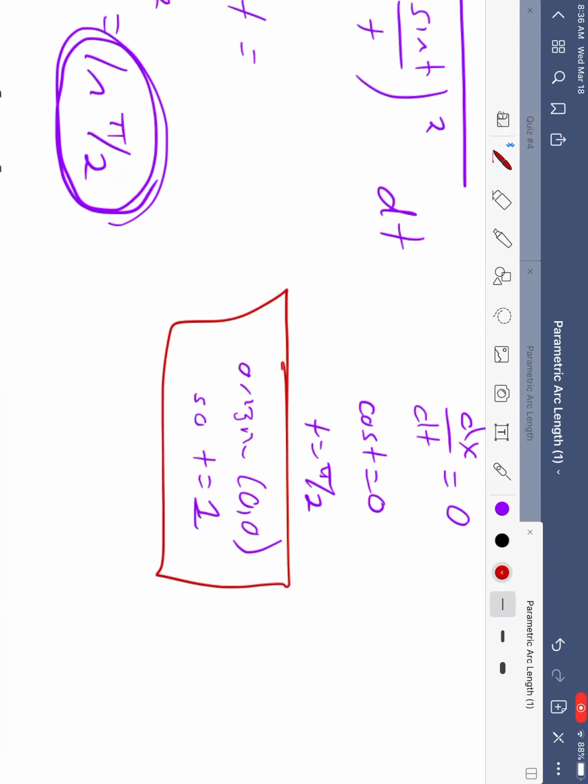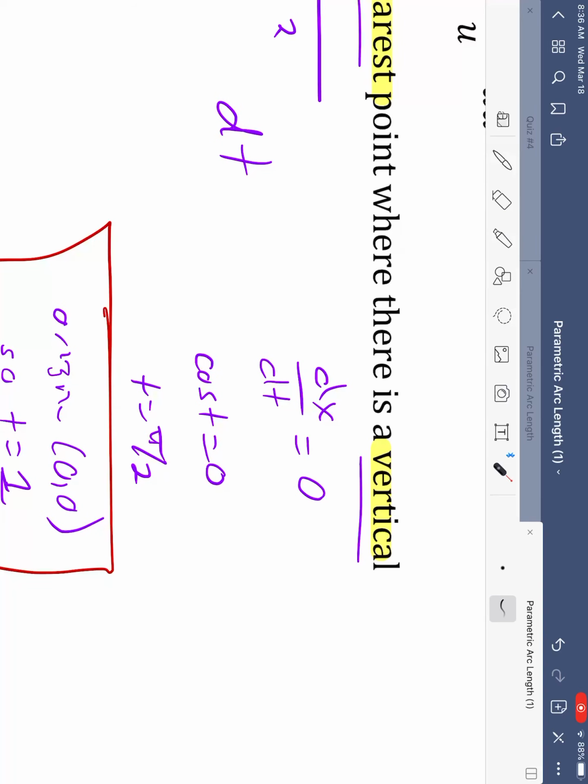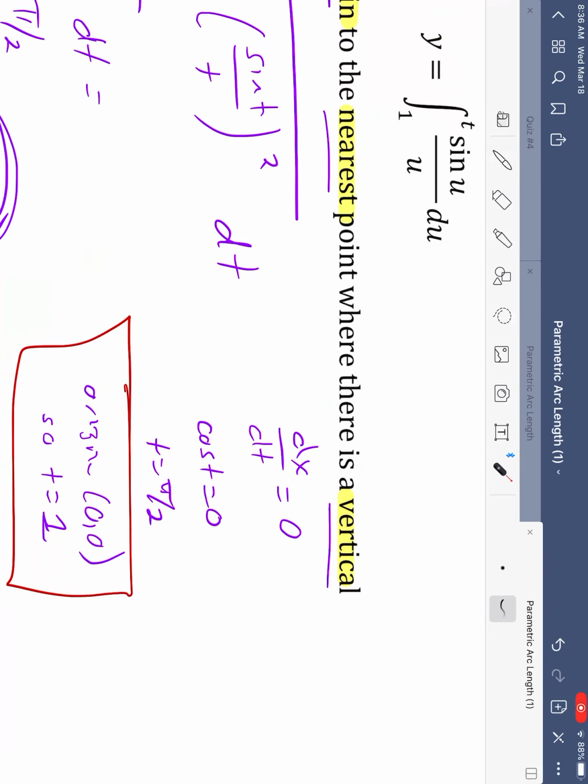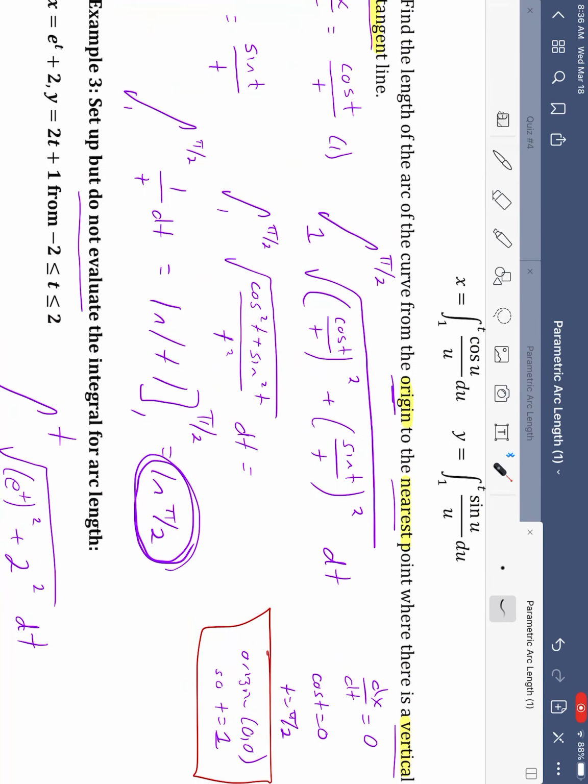Now, the next thing it says is where there's a vertical tangent. Vertical tangent means that dx/dt equals 0. Because if I'm vertically tangent, I'm straight up and down. Two ways to think about that: your slope is undefined, which would be the denominator, dx/dt, or you don't have any change in x. So I set dx/dt equal to 0, so cosine of t equals 0, so t equals pi over 2. So that's how I get my setup here.